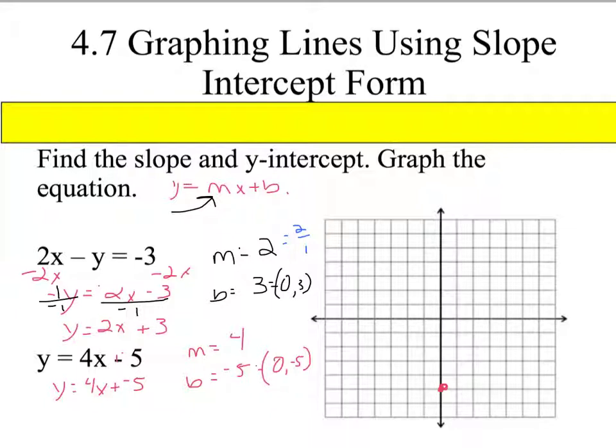Graph the slope of 4. Well, as a fraction, what is that going to be? 4 over 1. Rise over run. I go up 4: 1, 2, 3, 4. Right 1. Up 4: 1, 2, 3, 4. Right 1. And I'm done. I graphed that equation. Awesome.